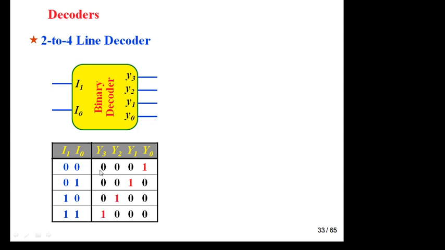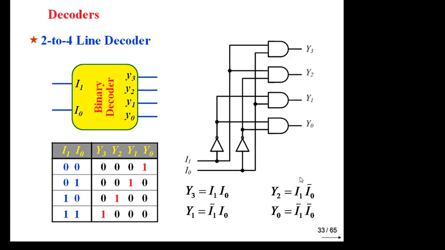Now you can derive the expression. Y3 is 1 1, which means I1 I0. Similarly 0 1 means I1 bar I0. 0 0 means y0, I1 bar I0 bar. y2 means 1 0, y1 is I1 I0 bar. And this is your final circuit.